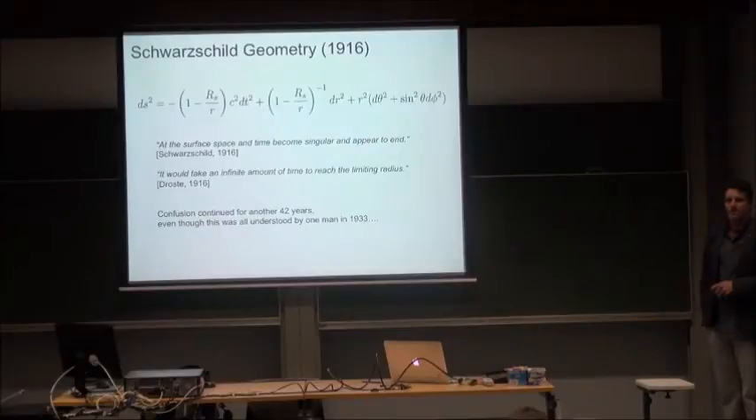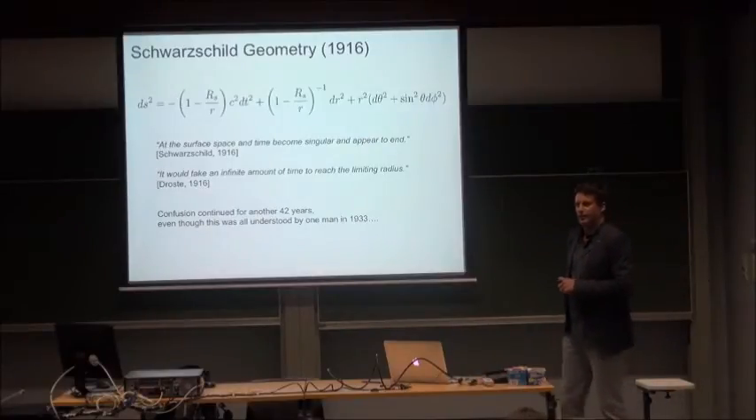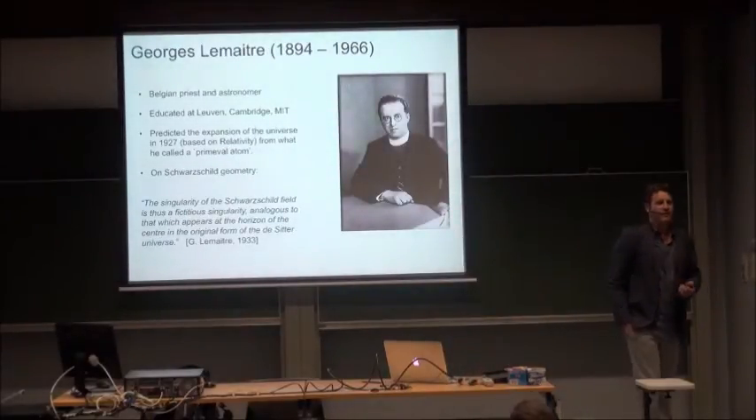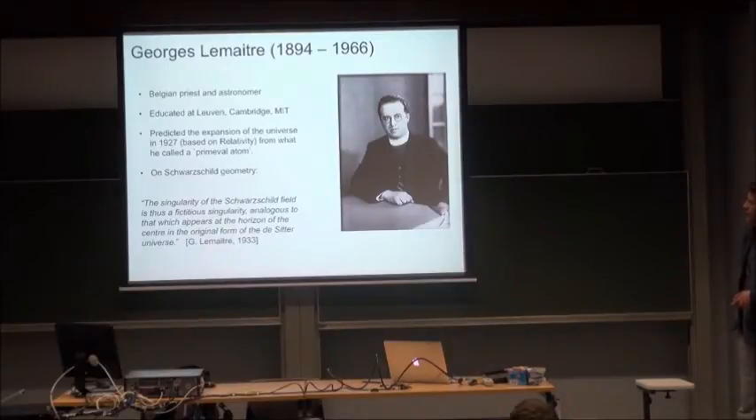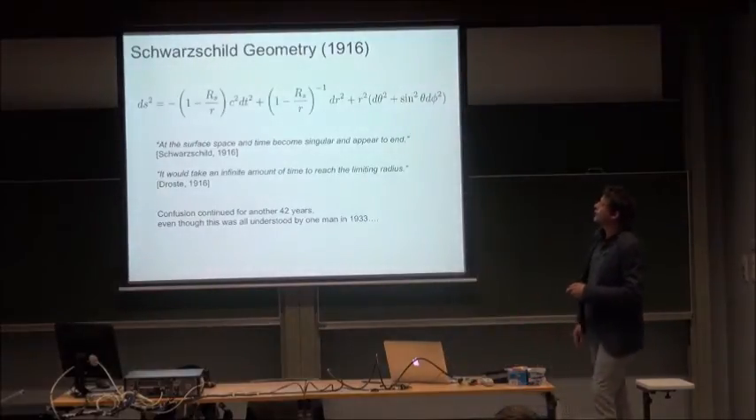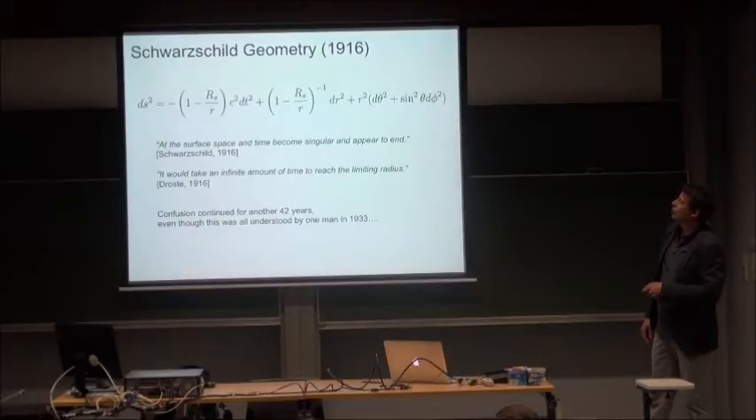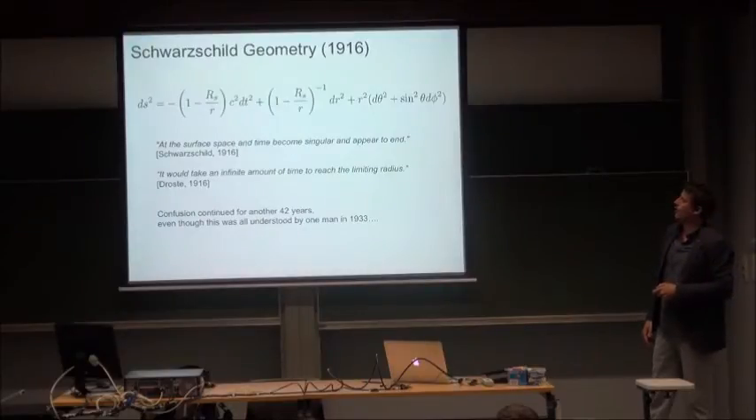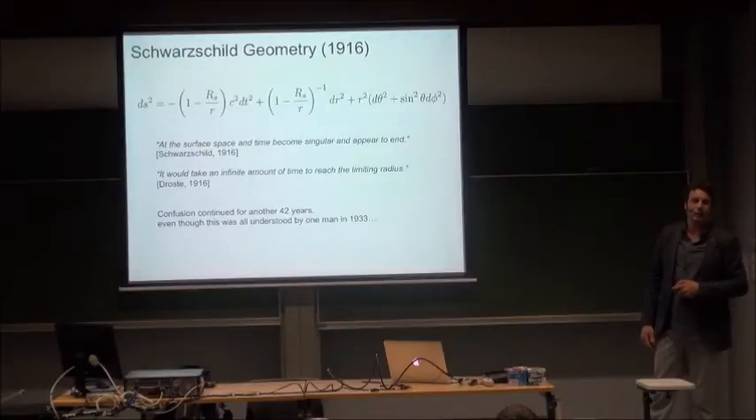Although there was one man who did figure it out, but who never published it, at least not in English. And that man was Lemaître, the Belgian astronomer, who wrote in 1933 that the singularity of the Schwarzschild field is a fictitious singularity, analogous to that which appears at the horizon of the center in the original form of the de Sitter universe, an expanding universe. Lemaître realized that all that fuss at that crucial radius, where space and time seem to be blowing up, is all an artifact of using bad coordinates.